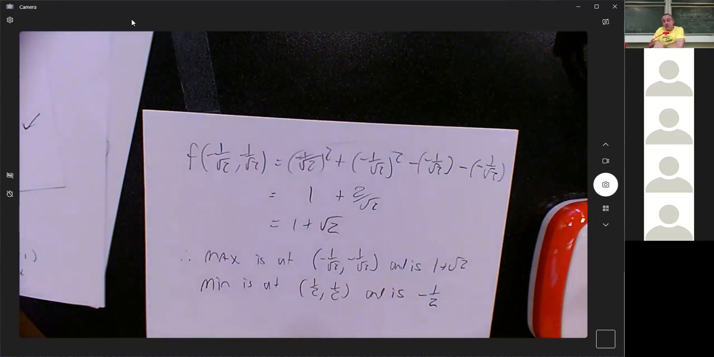Okay, so the first thing I notice is when I do the derivative with respect to x and y, there's going to be x's and y's in both. It's not going to just cleanly turn out to be a single thing.